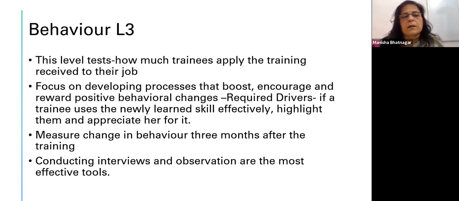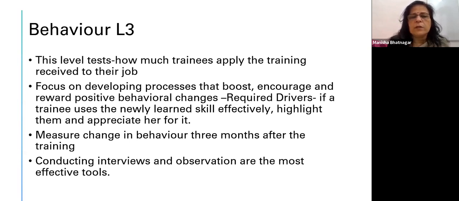But mostly this level is happening at the organization where the trainee has gone after the training has completed, and he's settled for 6 or 7 months, and he's applying it to his job. So what is the change or enhancement?